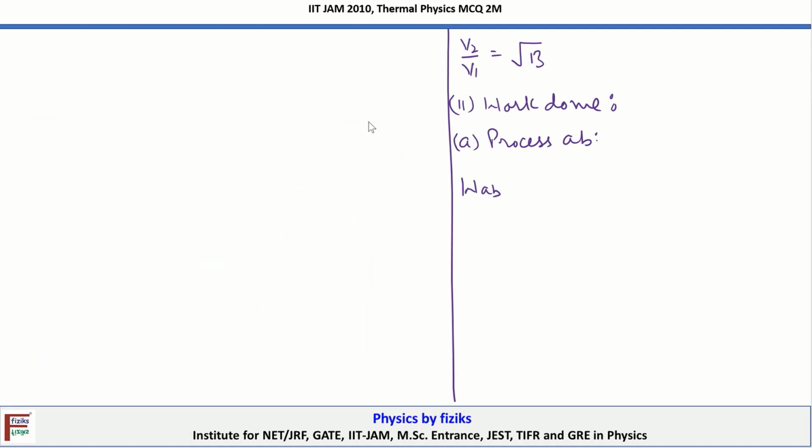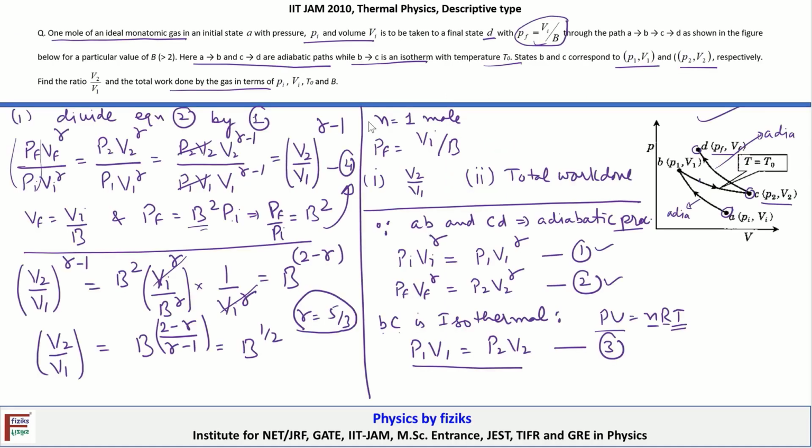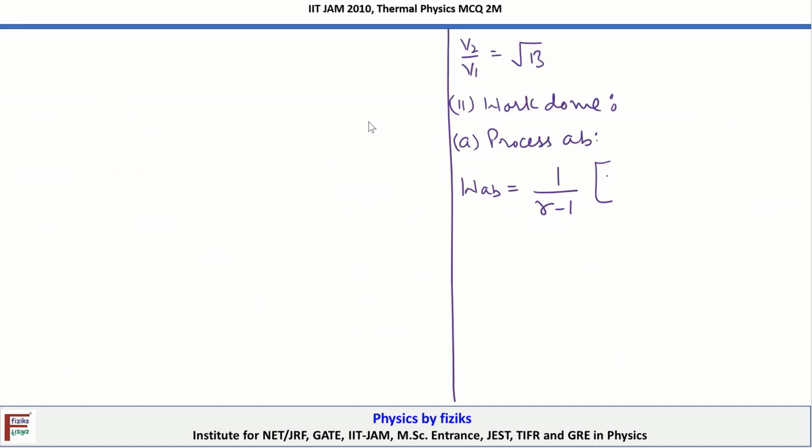The work done in process A to B, which is adiabatic in nature, is equal to 1 upon gamma minus 1, and inside we have P1 V1 minus P2 V2, where P1 V1 corresponds to the initial state. Here the initial state corresponds to thermodynamic coordinates with Pi and Vi values. So I will write Pi Vi minus the coordinates of the final state, which are P1 V1. This can be further written as 1 upon gamma minus 1, Pi Vi minus P1 V1, that is equal to RT naught.